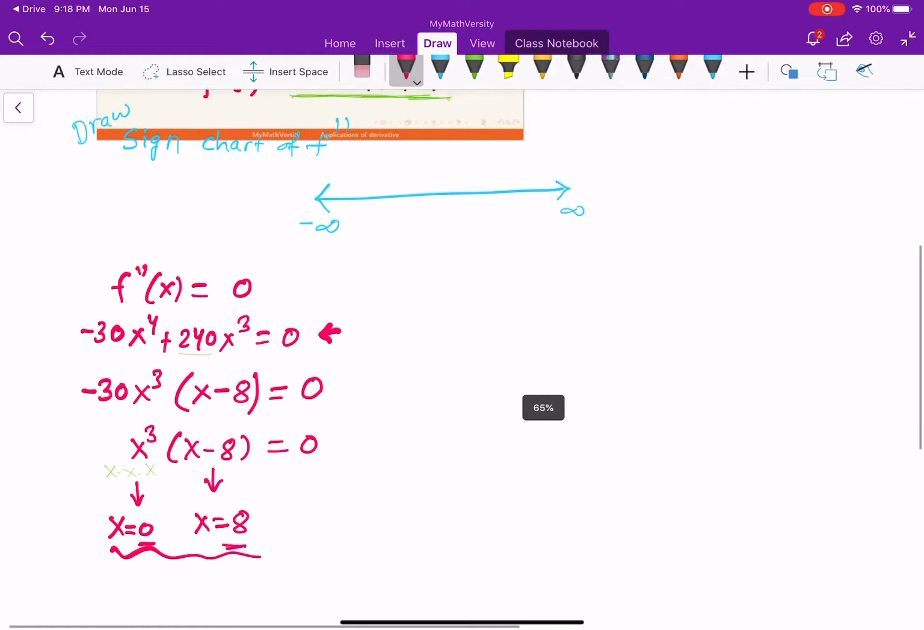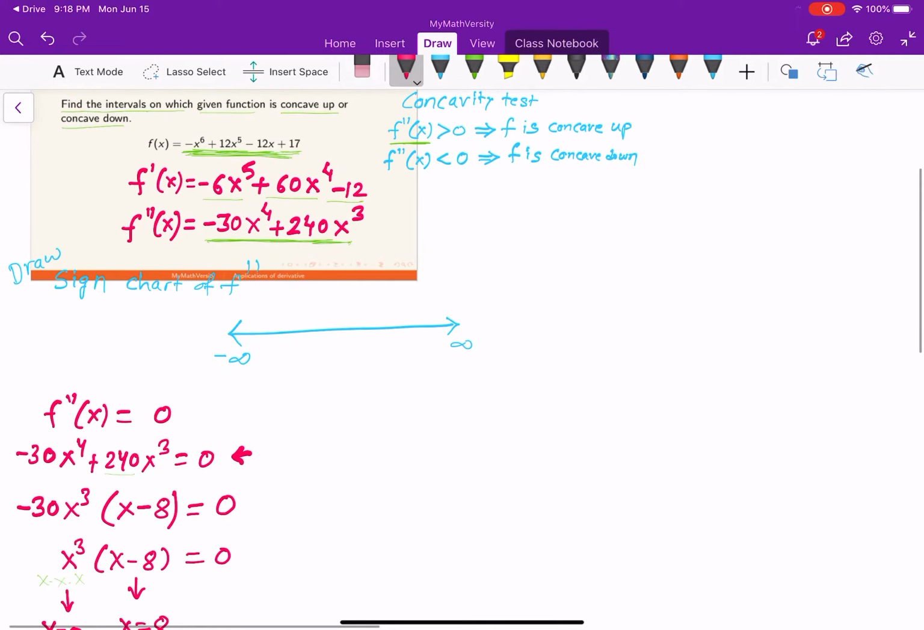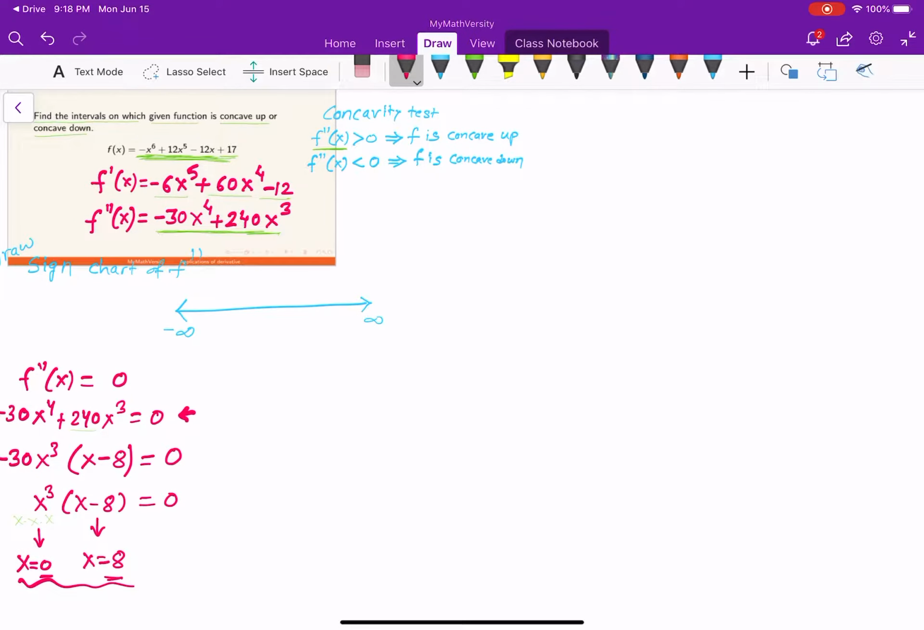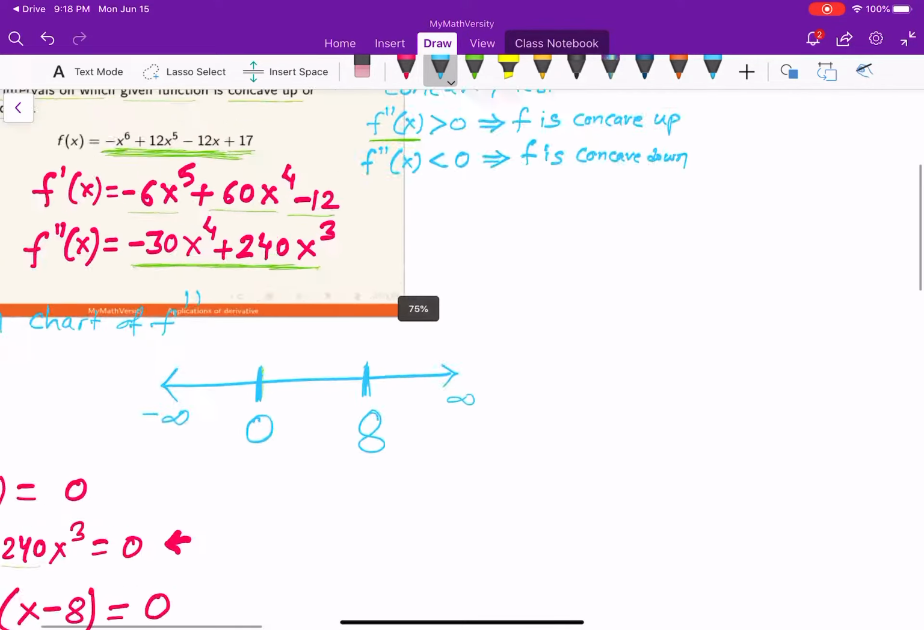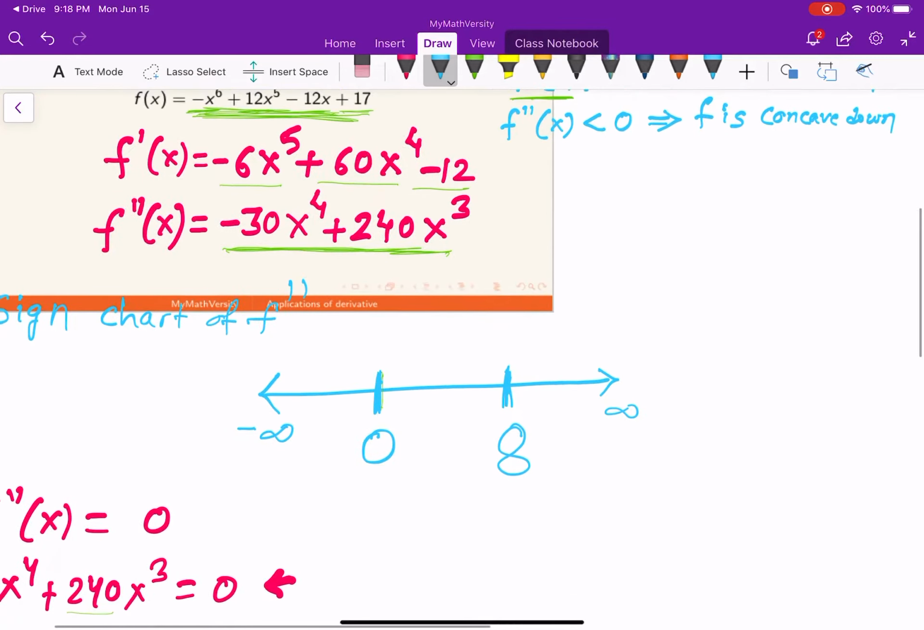So why don't we use that to partition the real line that we have created over here. So let's use that to partition this. Over here, let me use, let's say again, the blue color. So this one is at 0, where the second derivative is 0, and then let's use 8 here to partition this domain, where the second derivative is 0. When we do that, now we can clearly focus on the sign chart that we want to create. So when we partition the real line, now our goal is to check the sign chart of f double prime.